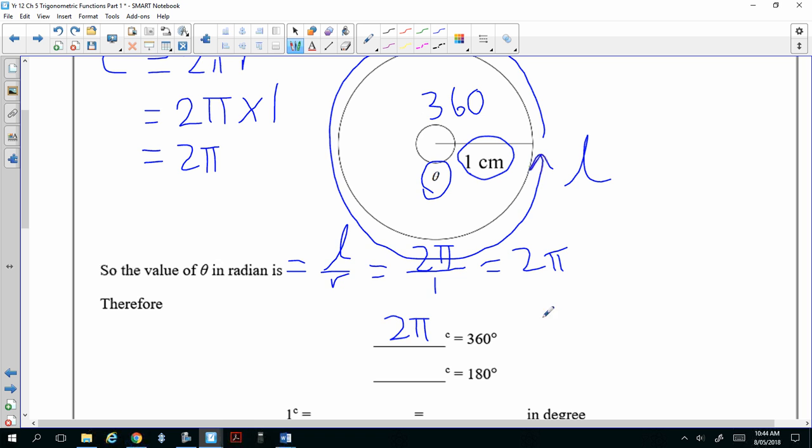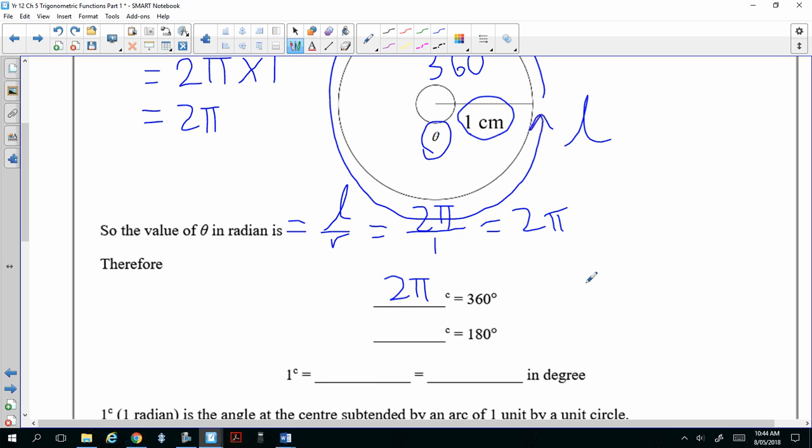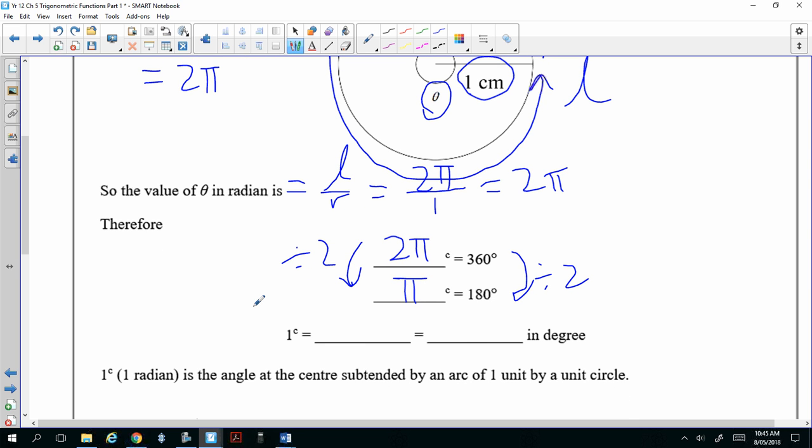Now I could divide by 2. That means pi is 180 degrees. So I could just halve both. Not only could I divide by 2, I could also divide by pi. Why do I divide by pi? Because I get 1 radian, isn't it? So if I divide by pi, I get 1 radian, which is 180 over pi.